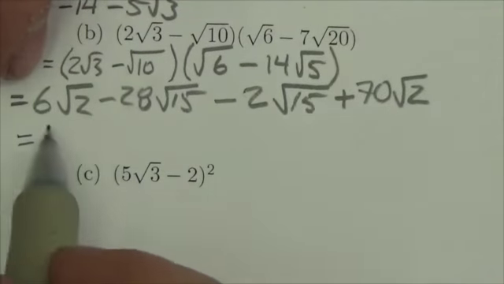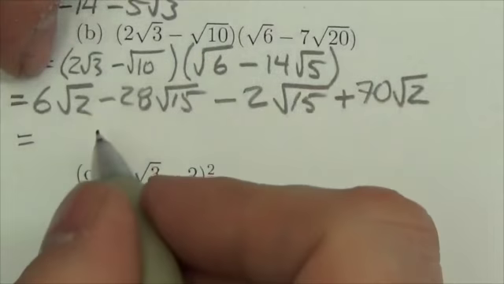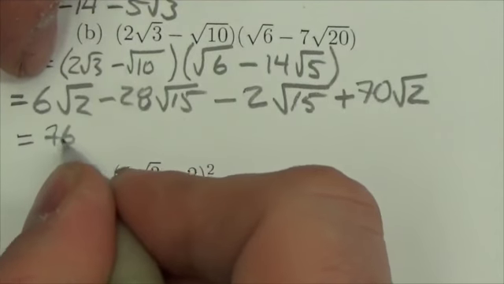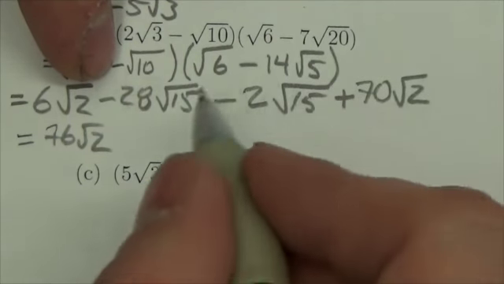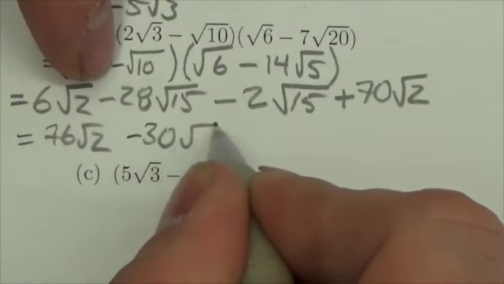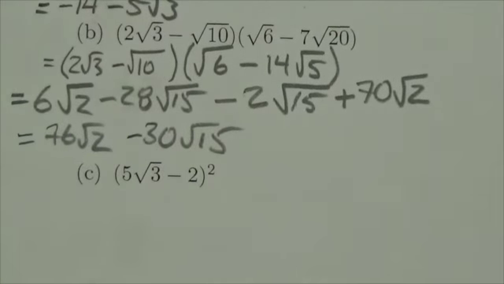And now I just look at what I've got here. I've got 6 root 2's here and 70 root 2's there, so that's going to be a total of 76 root 2. Then I've got minus 28 root 15's, minus 2 root 15's for a total of minus 30 root 15's, and that's the answer we're looking for.